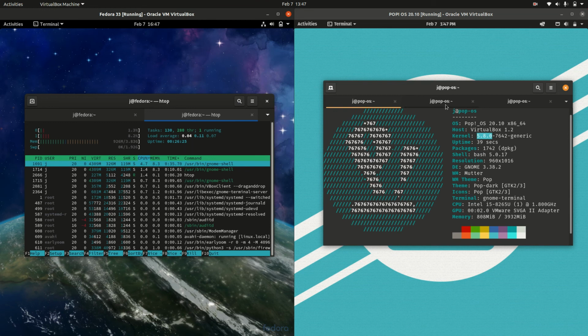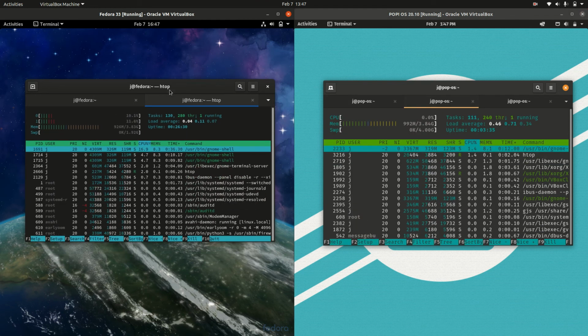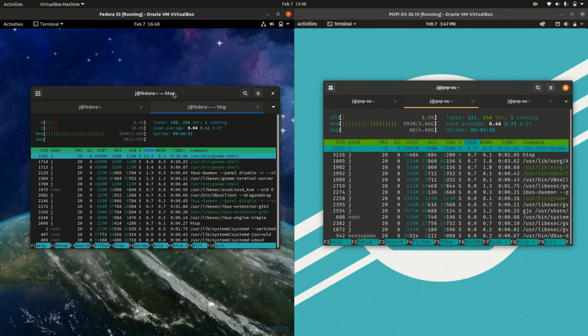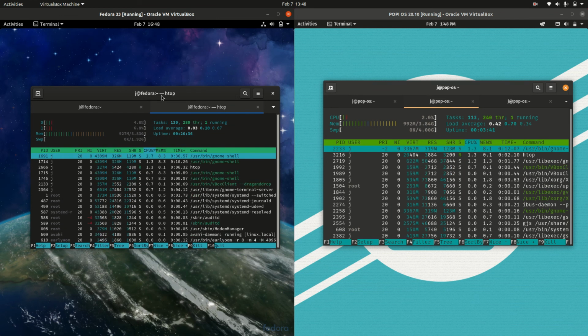Last but not least, let's have a little bit of a look at the RAM usage here. So they are quite similar in nature. They use about both a gigabyte of RAM, so something to bear in mind if you're using an older laptop or PC, that kind of thing there, but very similar in nature there.